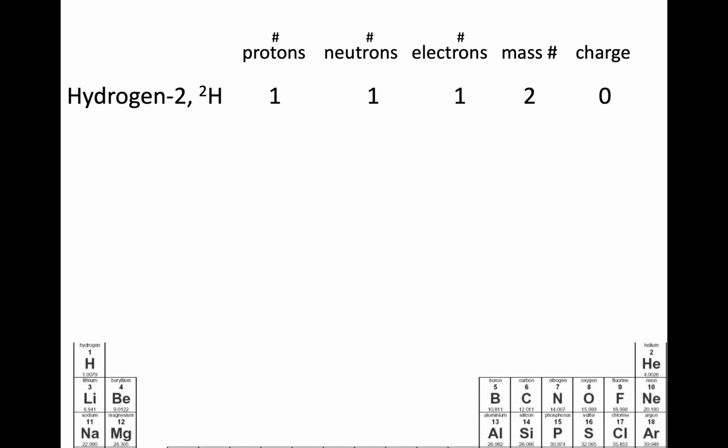So let's move on and see if we can apply this information. On the left here, I show the symbol for hydrogen 2. That's how I would say it. Hydrogen 2 is referring to the element of hydrogen with a mass of 2.